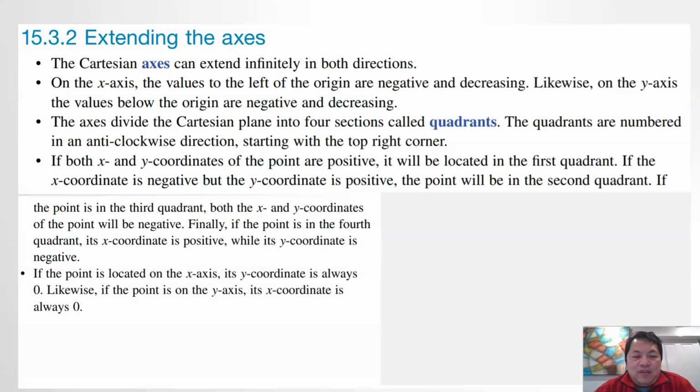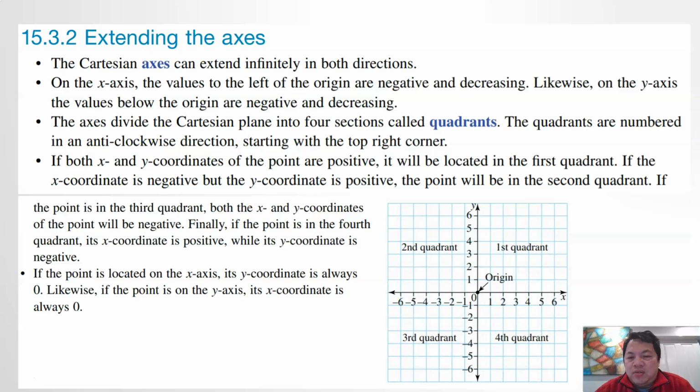And if the point is located on an axis, whether it's the x-axis or y-axis, we just say that it's located along the axis, so it's not in any of the quadrants. Got it? Likewise, if the point is on the y-axis, the x coordinate is always 0. That's the origin. So first, second, third, fourth, in an anti-clockwise direction. If you have the point here, you just say it's lying on the x-axis. If the point is somewhere here, we say it's lying on the y-axis. Got it?